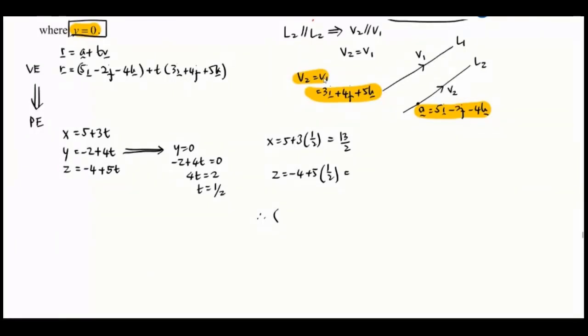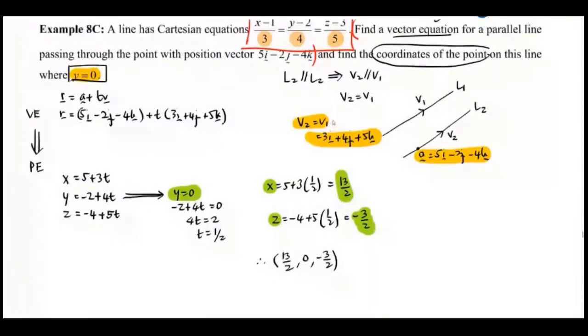Negative 4. Negative 3 over 2. Okay, negative 3 over 2. So we have it, the coordinate will be x equal to 13 over 2, z will be negative 3 over 2, y is 0. So we have 13 over 2, 0, negative 3 over 2. Okay, so that's how we solve for 8C.